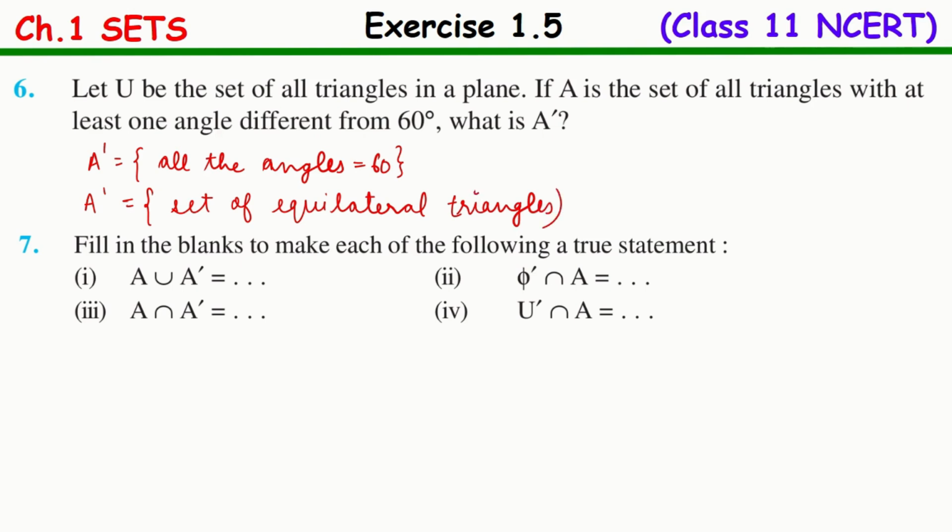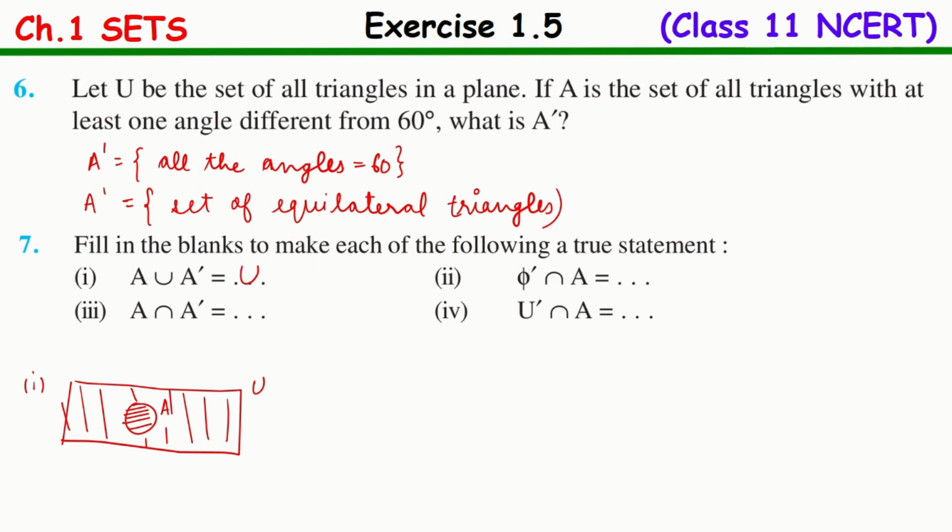Now let us come to the seventh question. We have to fill in the blanks. So first part is A union with A complement. So we have seen this in properties section also. If you see this through Venn diagram, so this is the U set, this is A set, right? A set will be this, right? A complement will be this. So if you combine all the elements of A and A complement, what will you get? You will get the U universal set.